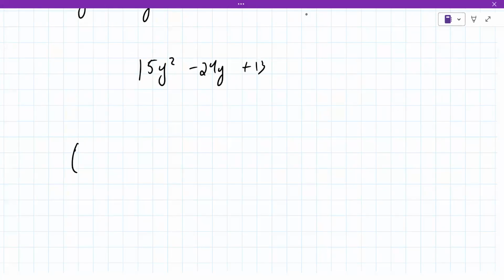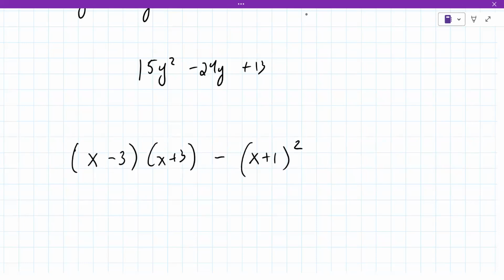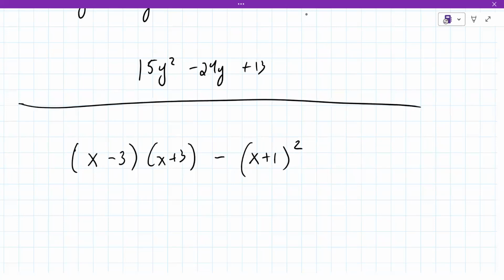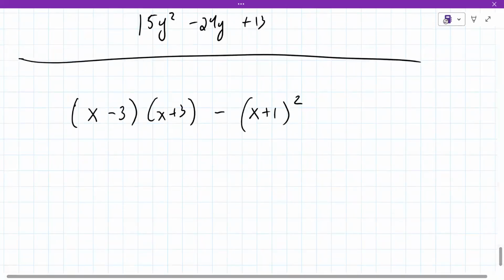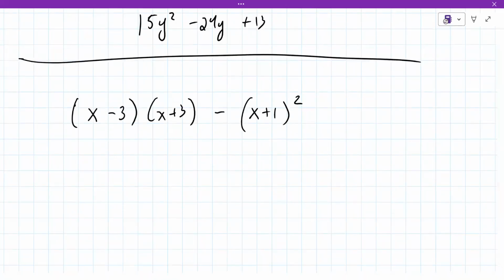All right, so here's another problem for you to think about. Let's go x minus 3, x plus 3 minus x plus 1 squared. This will be your last problem in this section before we move on to some more fun stuff.